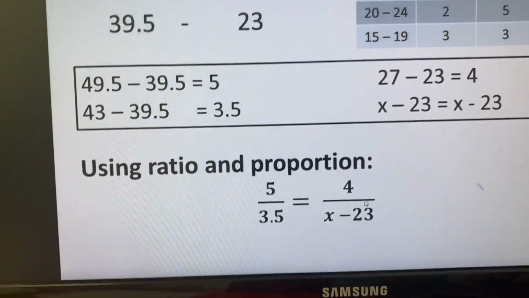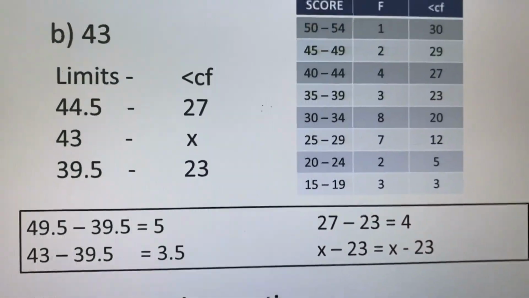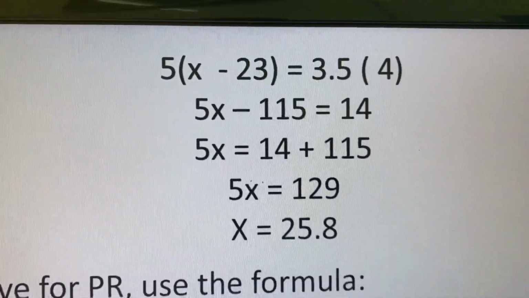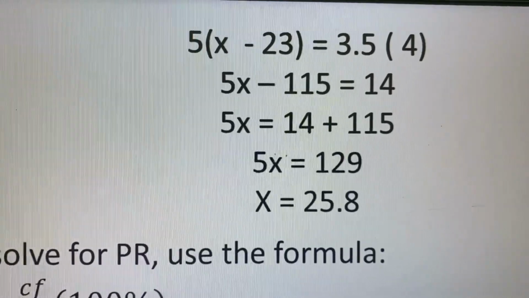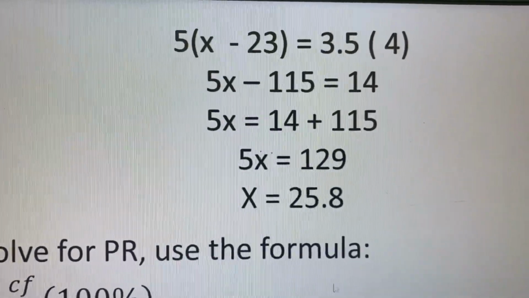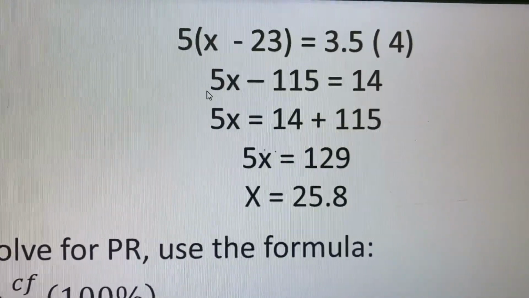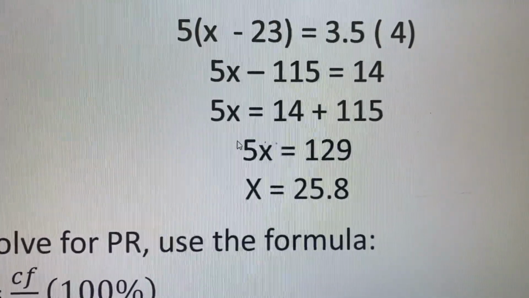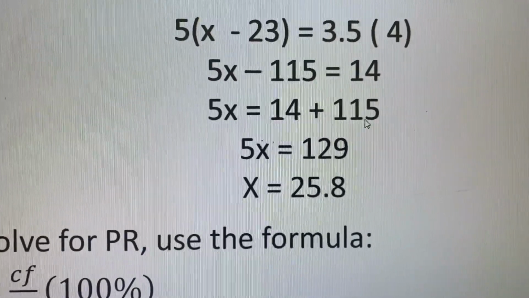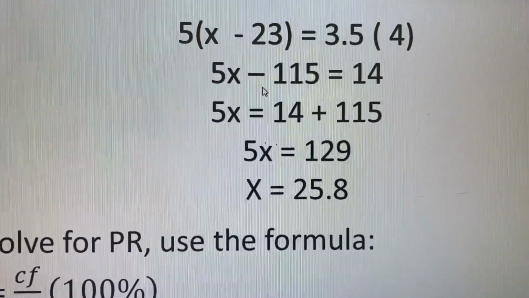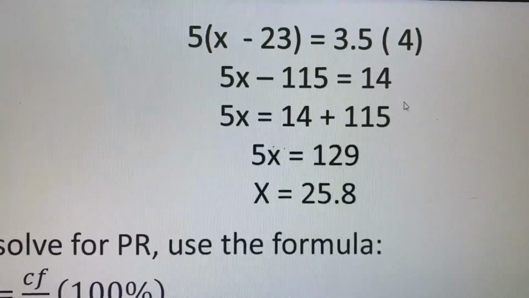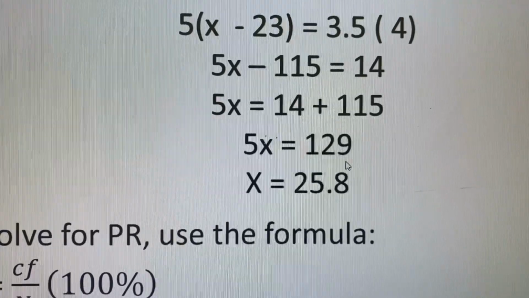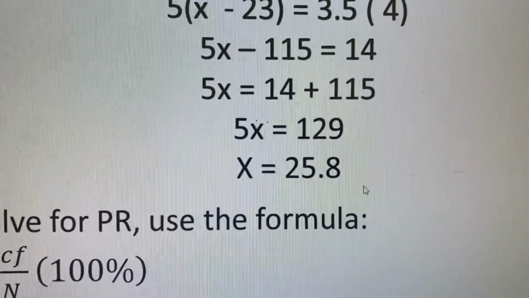And then we are going to apply cross multiplication, solving for the value of x. So we have now 5 times x minus 23 equals 3.5 times 4. Then 5x minus 115 equals 14. Then 5x equals 14 plus 115. So what we did, we transposed negative 115 to the right side of the equal sign. Then 5x equals 129, x equals 25.8.